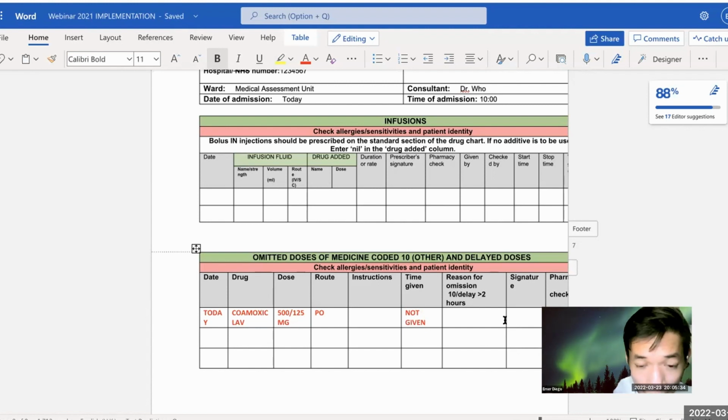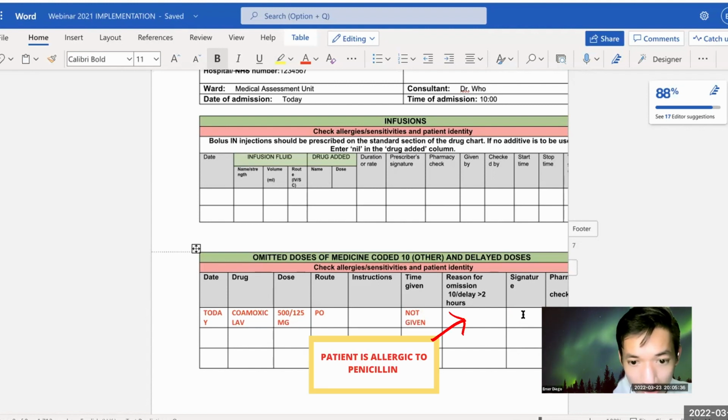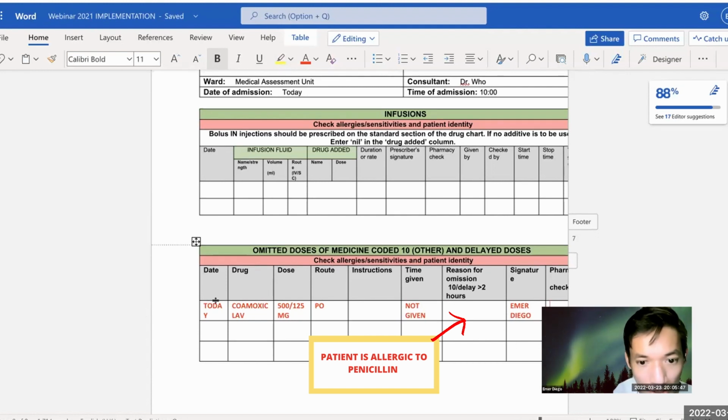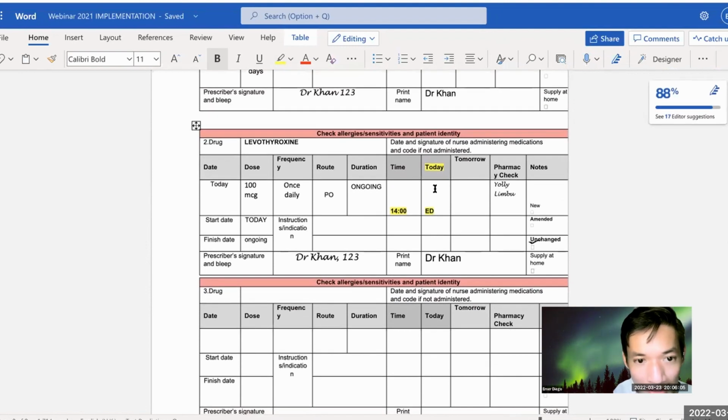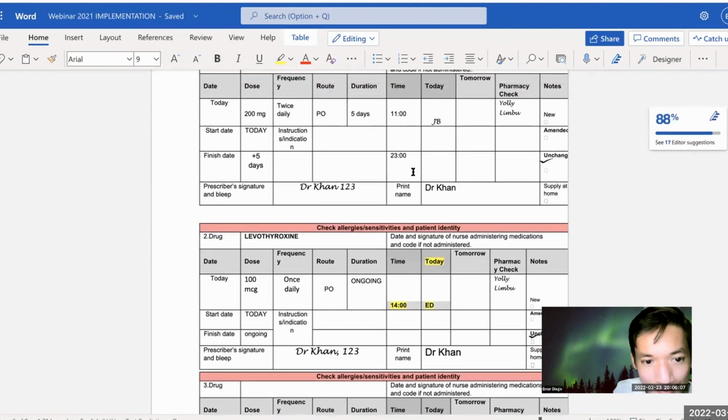And in here, your signature, of course, that is it. Of course, on the pharmacy section, you're not writing anything because you are not a pharmacist. Okay? So these are the only things you have to write on this section. Let's say coamoxiclav, all right? No, not this one. Let's say theophylline.